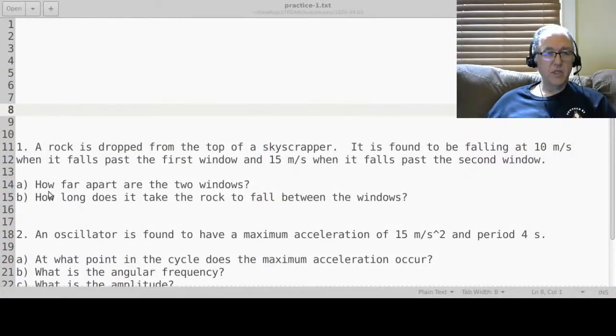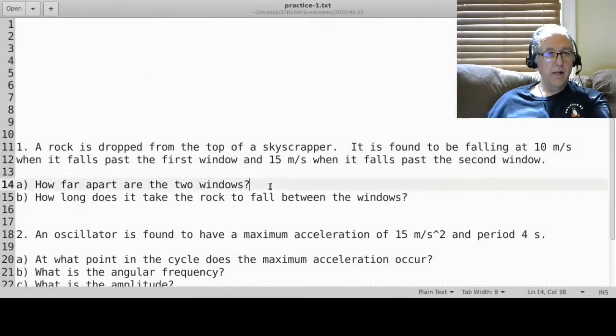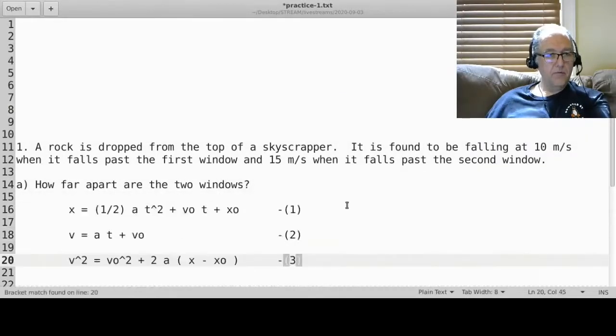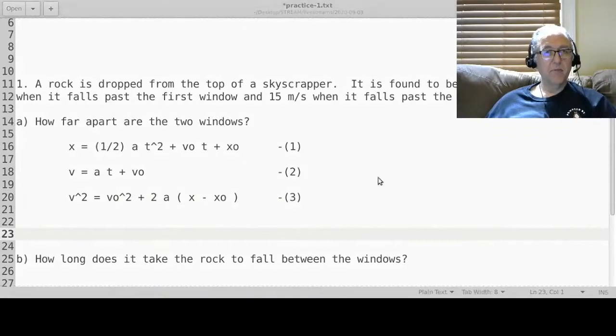And so we're answering number A first. How far apart are the two windows? I've got this ready, so I'm going to cut and paste. This may seem like I'm typing very fast, but I'm just going to cut and paste here the three equations. So what you should see here are three equations. These are the three equations that I gave you in that lecture.